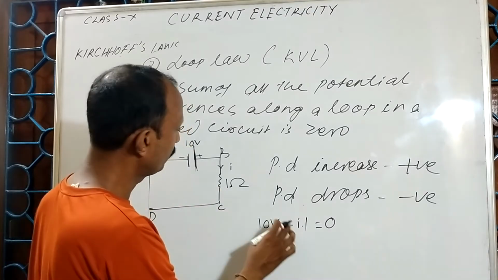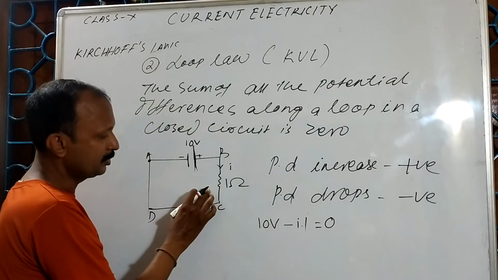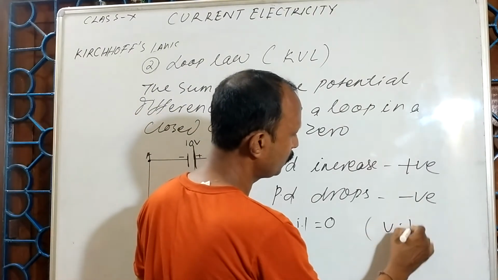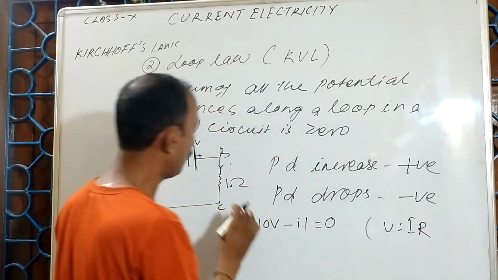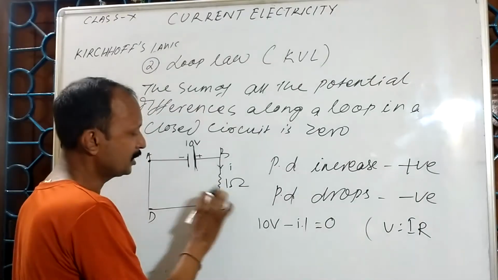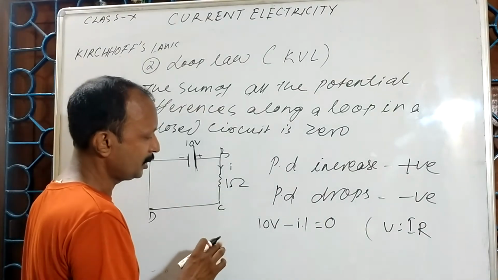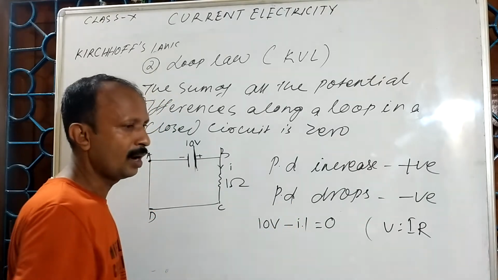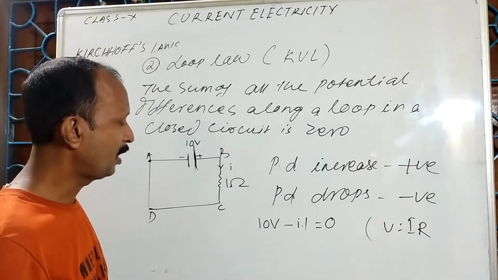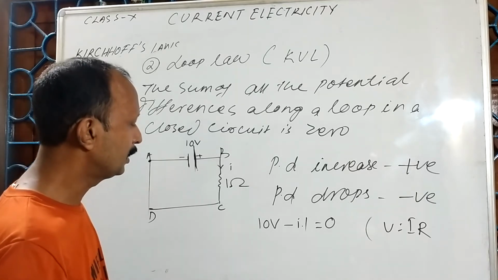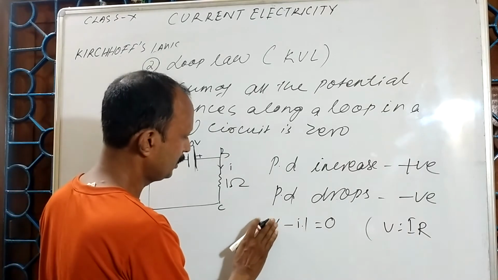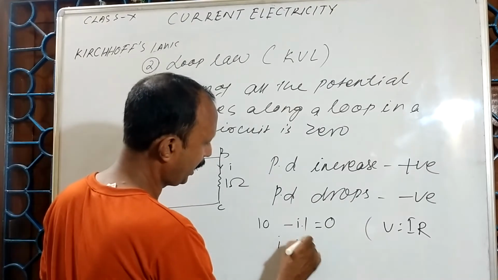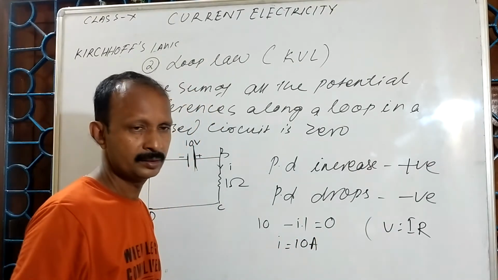So I can say that here is the 10 volt potential difference, and according to Ohm's law, V equals IR. If the current is I, if the resistance is R, then I can say that this is minus I into 1 is equal to 0. If I want to calculate the current, then I shall not use this one. I will use I is equal to 10 ampere.